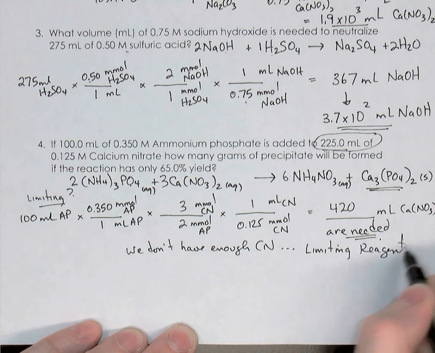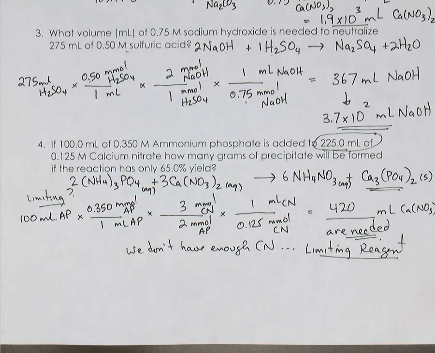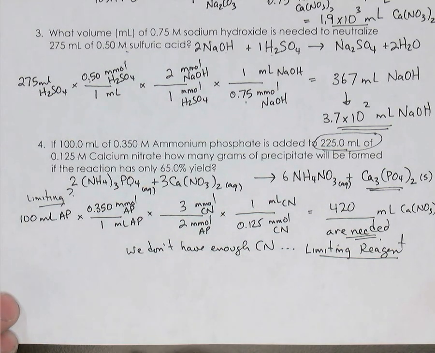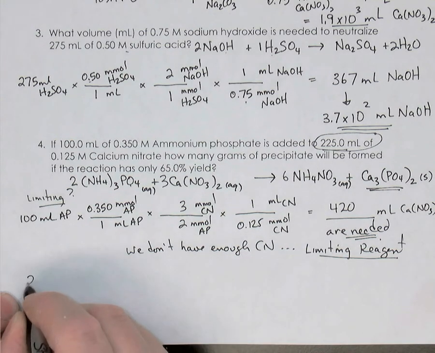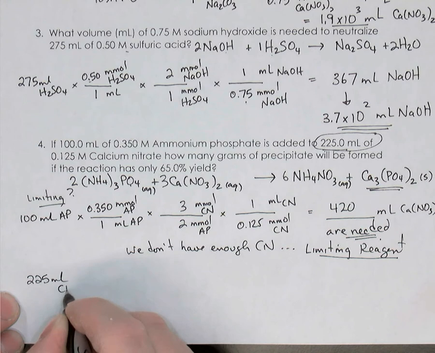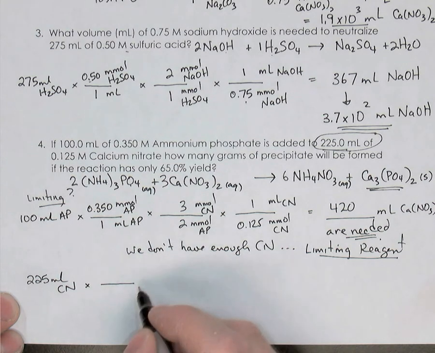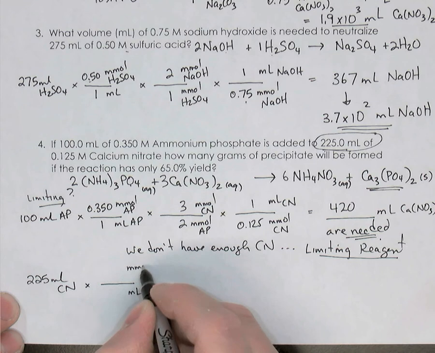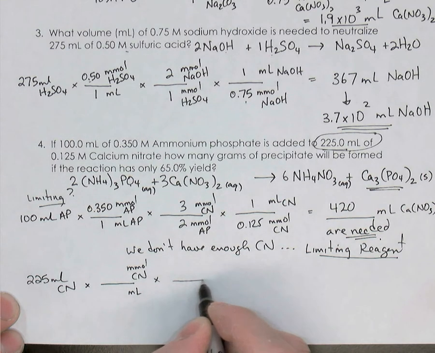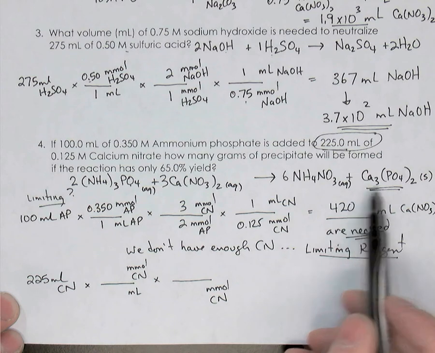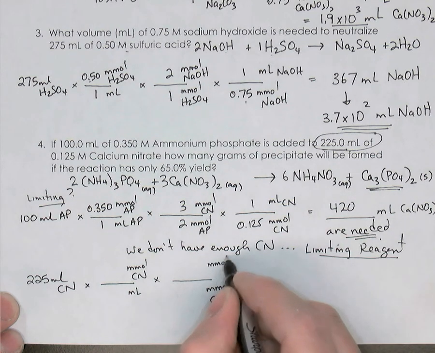The limiting reagent is the reactant that gets used up and therefore stops the chemical reaction and determines how much product we can make. So since the calcium nitrate is limiting, to answer the question, how many grams of precipitate, we need to start with the limiting reagent. So I'm going to take the 225 milliliters of calcium nitrate that we have, and we're going to use its concentration, which was again 0.125, to switch the milliliters to millimoles of calcium nitrate. Then, using the stoichiometry of the balanced equation, we can convert that to millimoles of the precipitate, millimoles of the calcium phosphate.